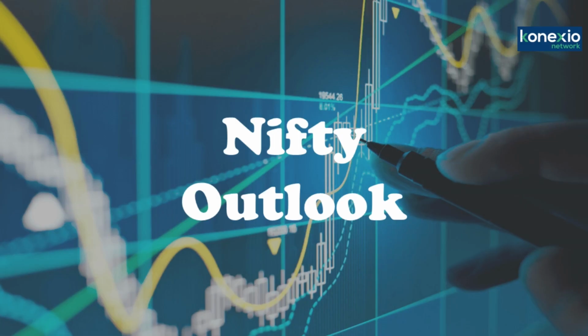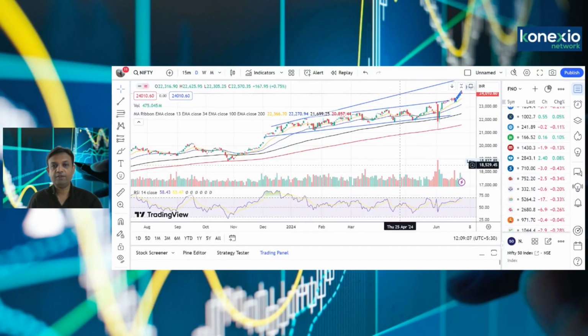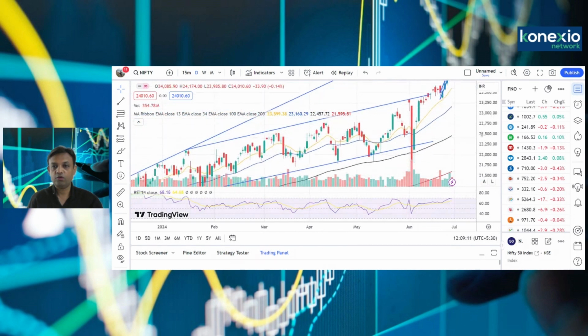So now let us go to the Nifty daily charts and try to figure out what could be the trend for the next week and how we can play out the next week expiry. Now here, this is the Nifty daily chart. Let me stretch the chart so that we will have a clear view.